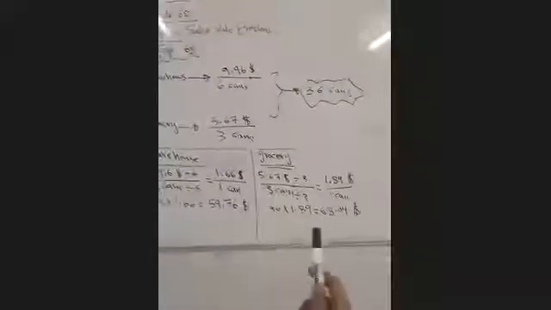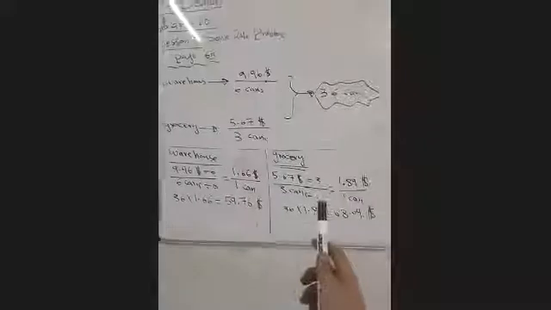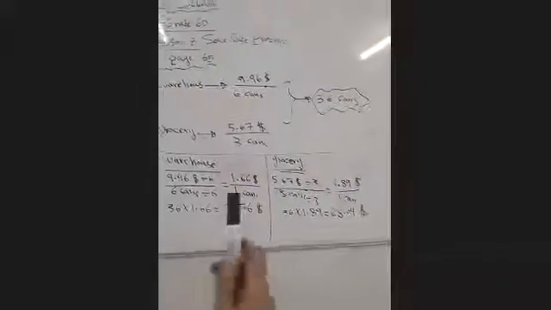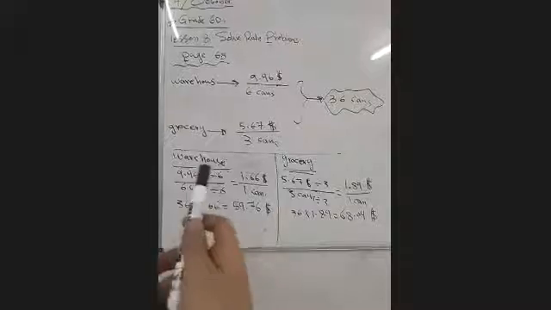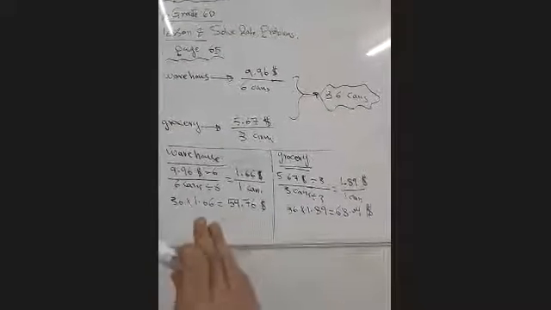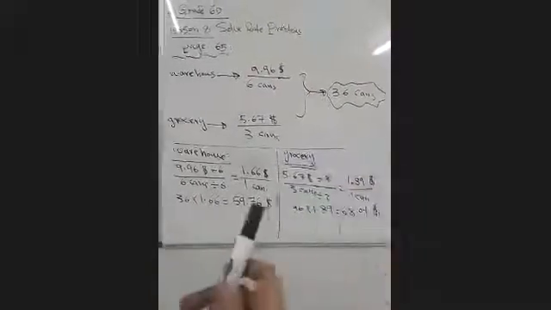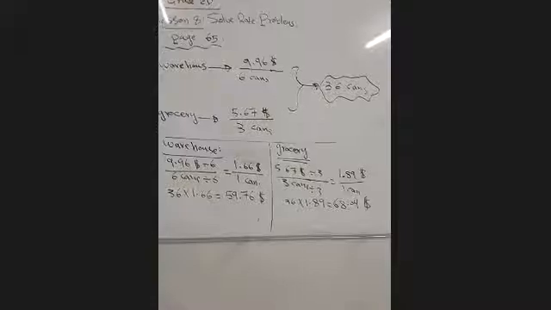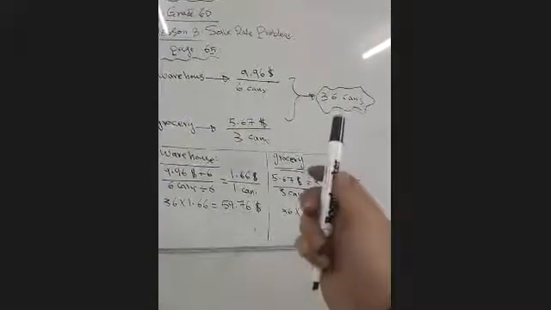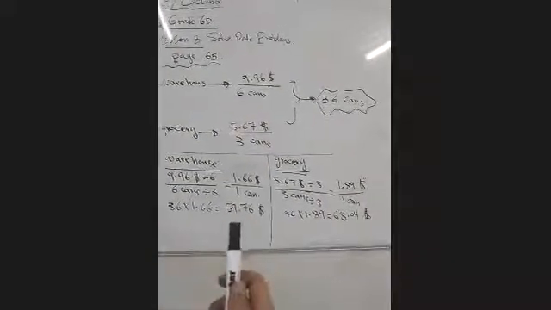The bigger price is the grocery. Grocery is more expensive than the warehouse. So this man decided to buy from the warehouse. Why? Because the price of the 36 cans here is less than here.